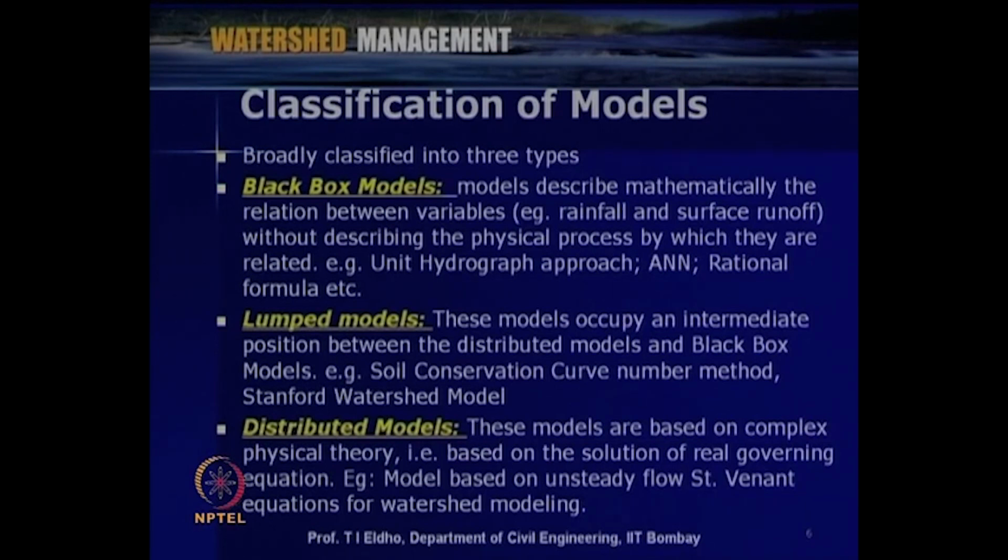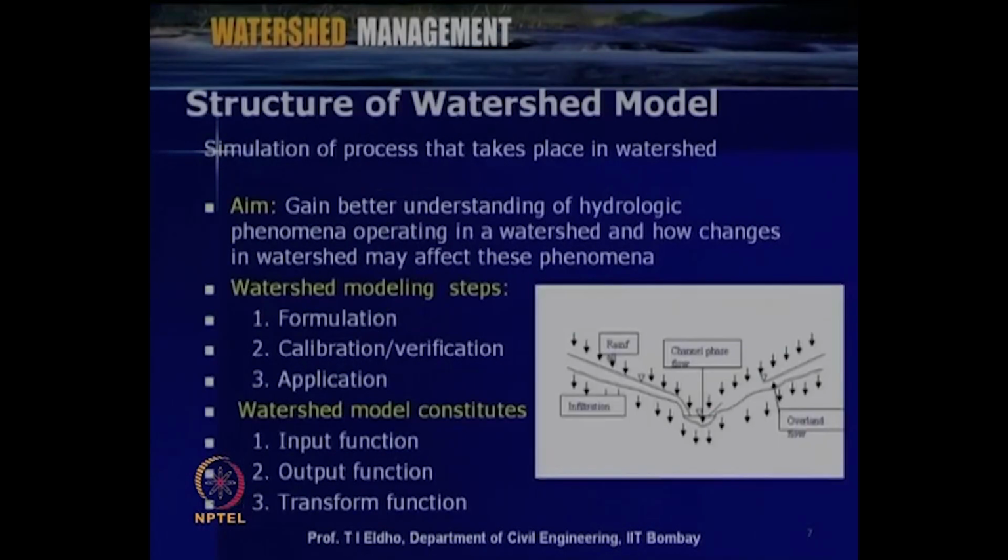So, when we consider the total processes taking place in the watershed, that is very important. These distributed models are very important as far as watershed modeling is concerned. Now, as we have seen, we can classify the watershed models into black box models, lumped models, and distributed models. As we have already seen earlier, when we develop a watershed model, we can look at the structure of the watershed model.